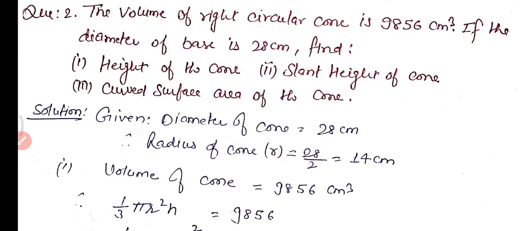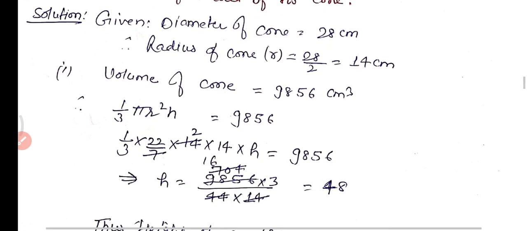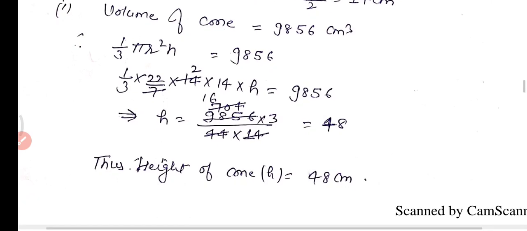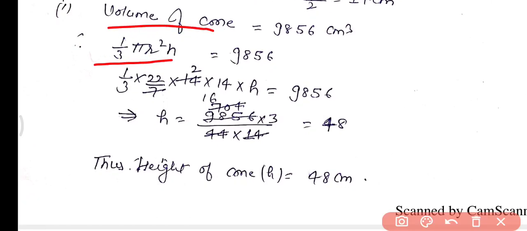So let's begin. We are given the diameter of the cone, that is 28 centimeter, and radius of the cone, that is 28 by 2, 14 centimeter. So now the volume of the cone is given, that is 9856 centimeter cube, but we know that volume of the cone equals 1 by 3 pi r square h. So 1 by 3 pi r square h equals 9856, and put the values of radius here. So 1 by 3 and pi 22 by 7, radius is 14 and 14 again, as this is r square, into height h equals 9856.